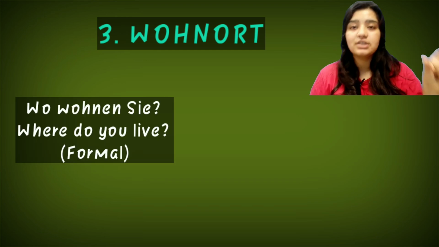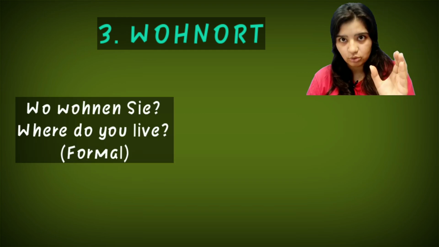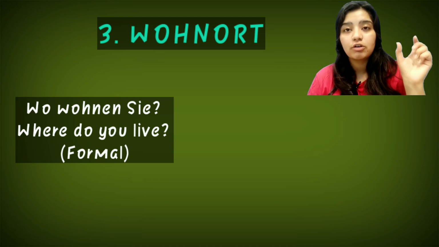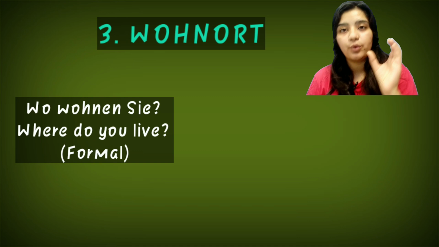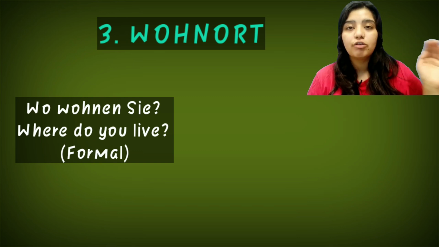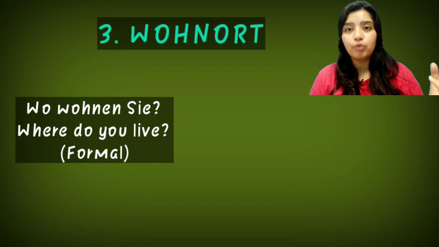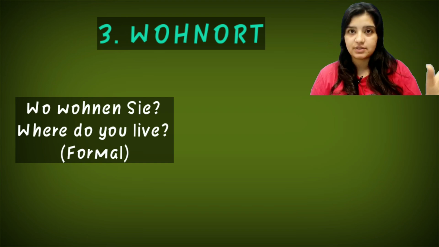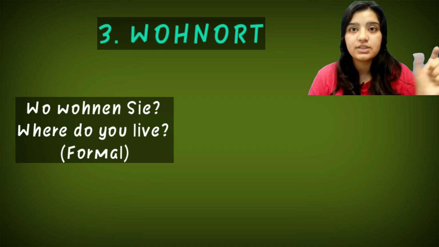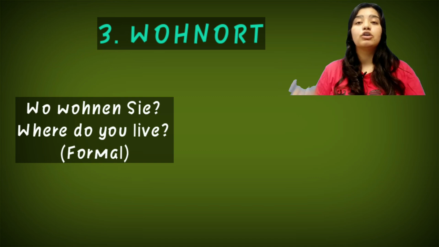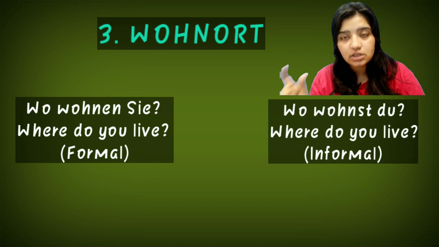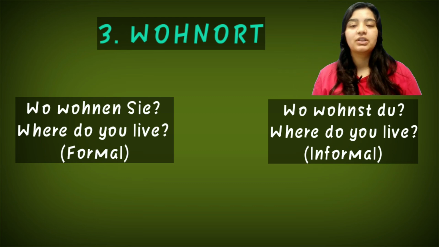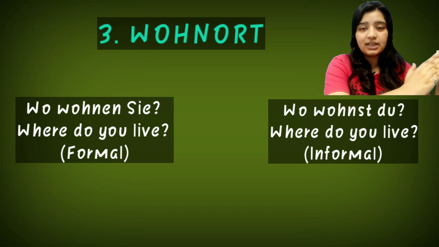Wo wohnen Sie? Where do you live? Wo means where, wohnen means to live, and Sie is used for the formal person, of course. So, wo wohnen Sie? And here, wo wohnst du?